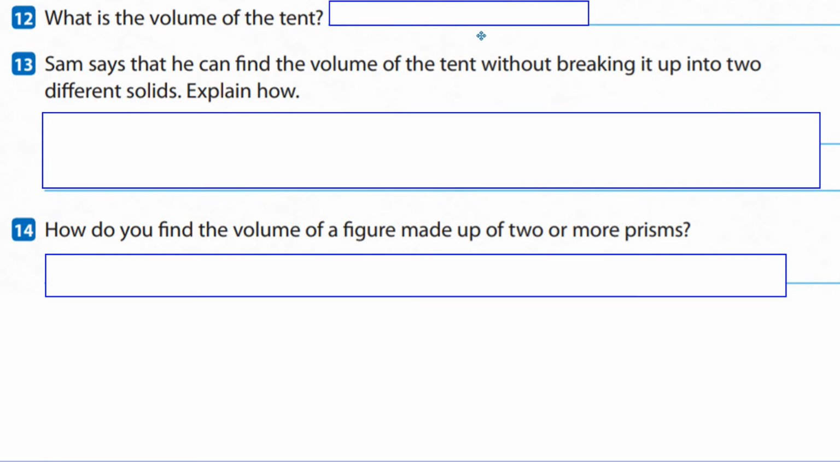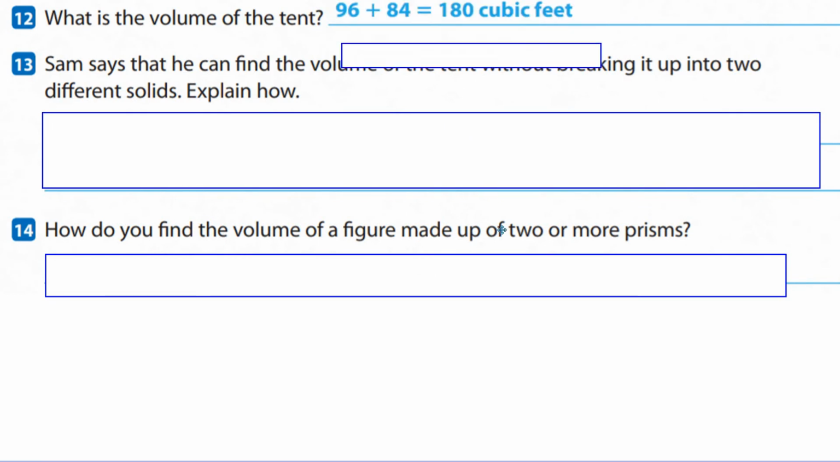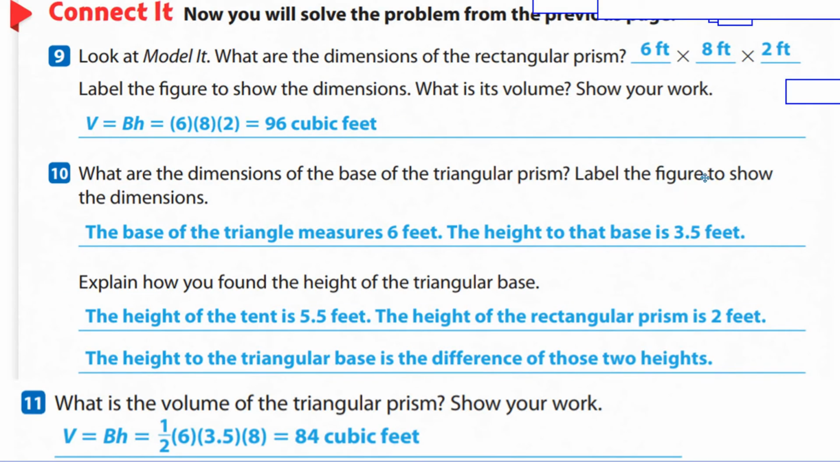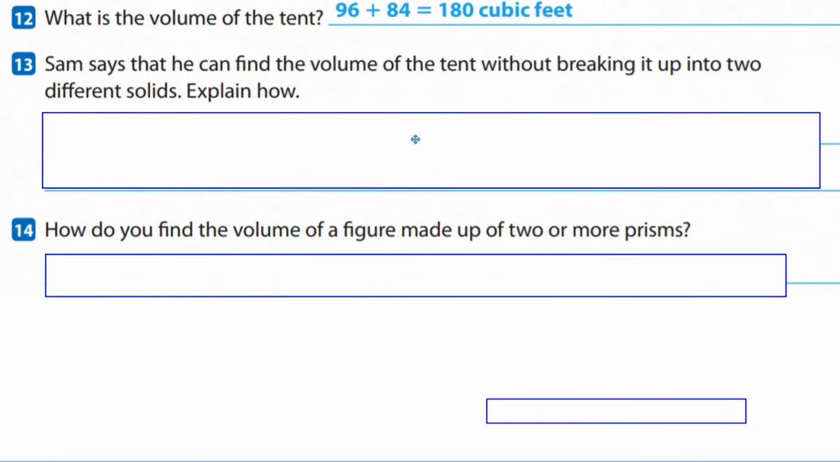Question 12. What is the volume of the tent? Well, now you take the 96 plus the 84, add them, and you get 180 cubic feet. Remember, it's cubic feet. Okay? You got the 84, and you got the 96, and you combine them, and you get 180.